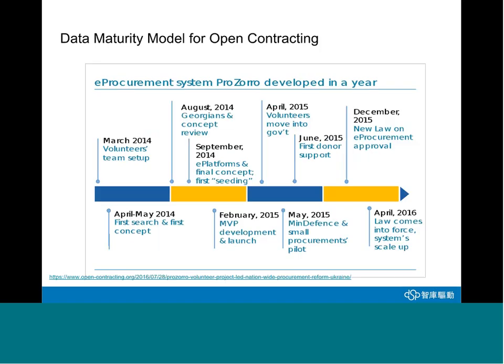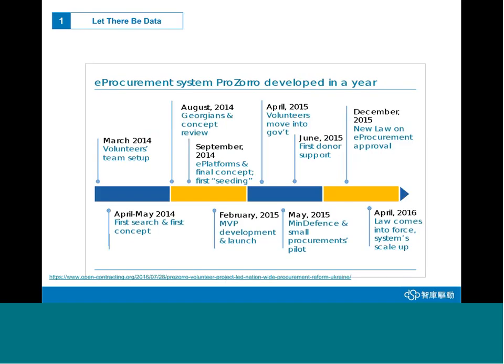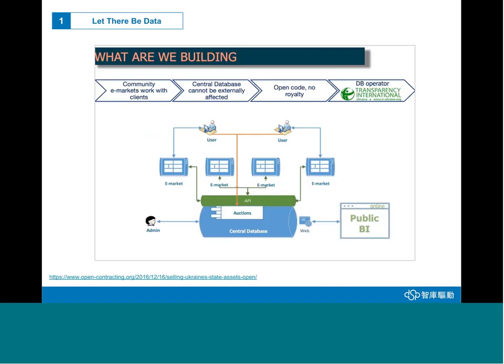Now I'll give some examples. The first one is to create data. For example, I believe most people know this example, Prozorro from Ukraine. It took them 2 years to come up with the e-procurement system, so they can have a system to capture data, to create data. I call it level 1.